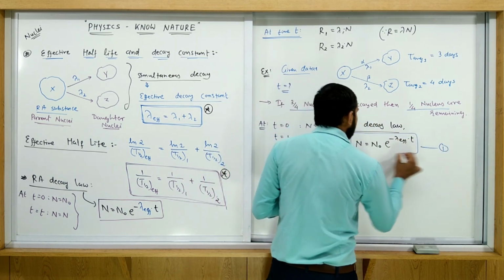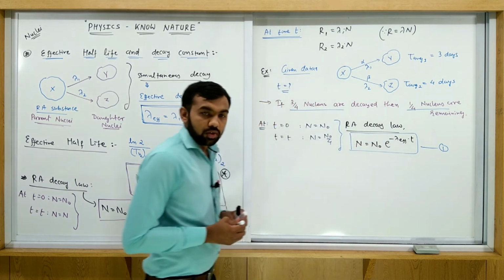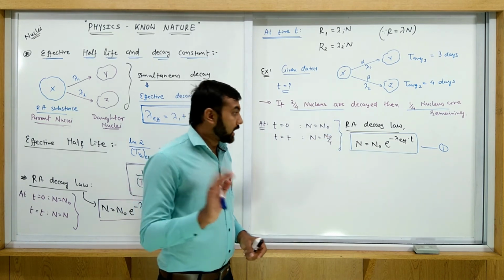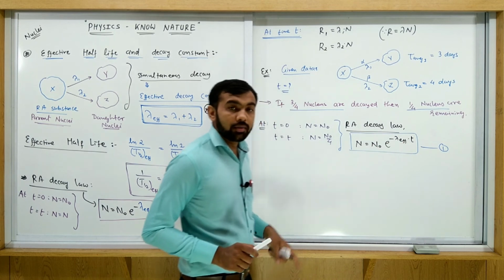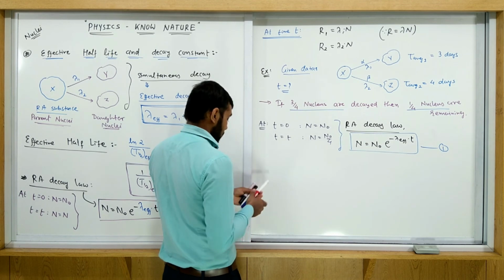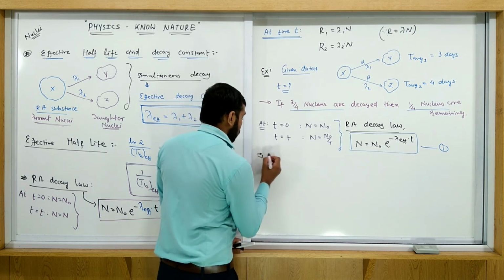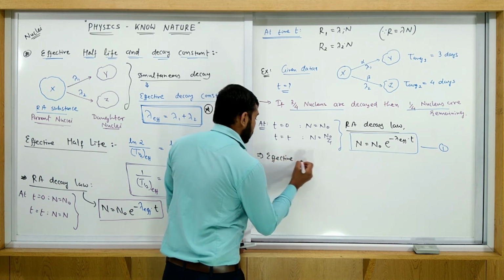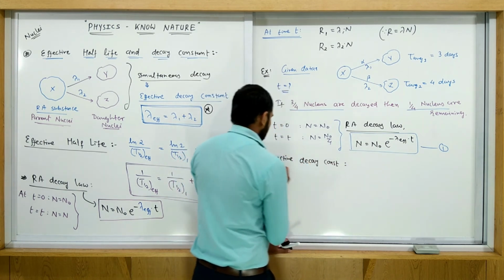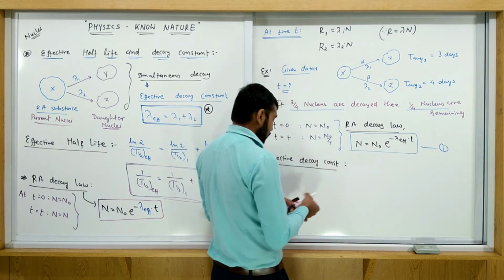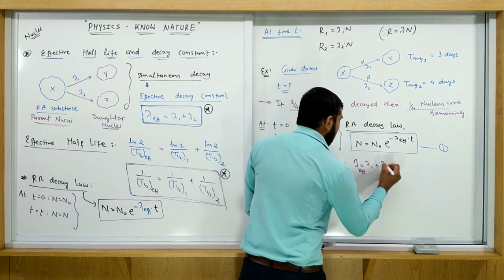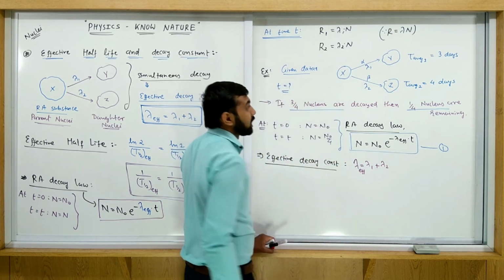Why? Because first we need to know what lambda effective is. Then we put the value of lambda effective in this equation and finally we get the answer. So what is the equation of lambda effective? Lambda 1 plus lambda 2. Write down the effective decay constant: lambda effective is equal to lambda 1 plus lambda 2, but lambda 1 and lambda 2 are again unknown.